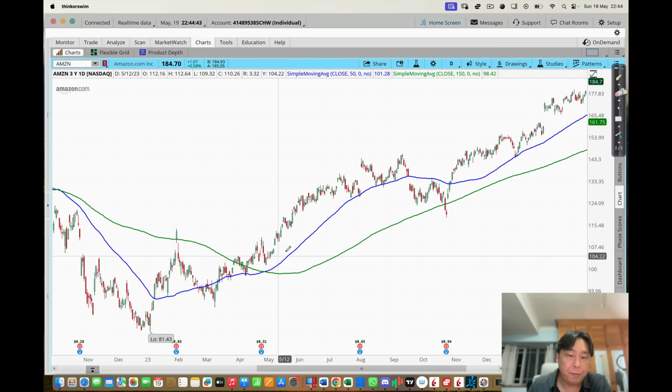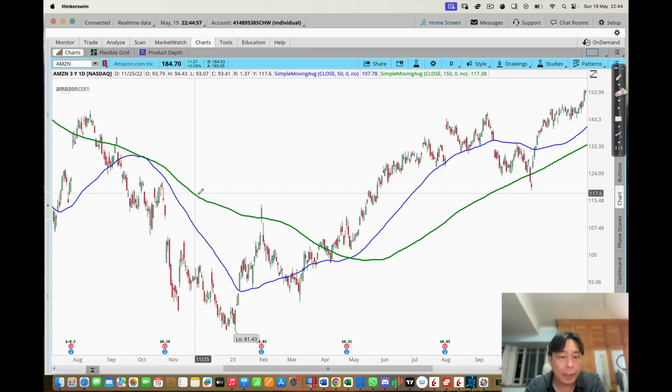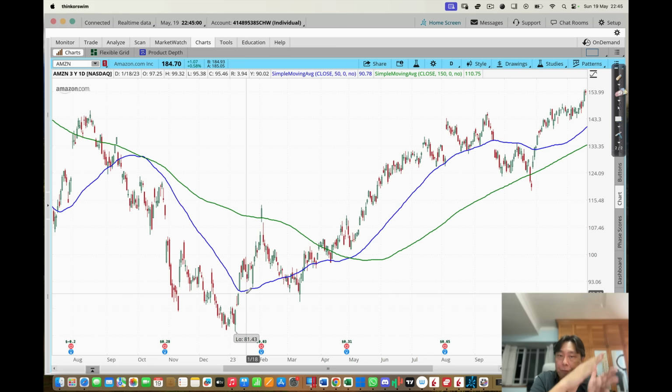So not only must the 50 blue cross above the 150 green, but notice on a downtrend, what's happening? On a downtrend, notice that both moving averages are sloping downwards, right? The green line is sloping down, the blue line is sloping down. For a new uptrend to emerge, they cannot slope down anymore. So in other words, both the 50 and the 150 must either flatten or slope up and cross over, and that would define a new uptrend. Even if there's a crossover, but one of them is sloping down, then it's not a new uptrend. Got it? So that is the downtrend to uptrend rule.